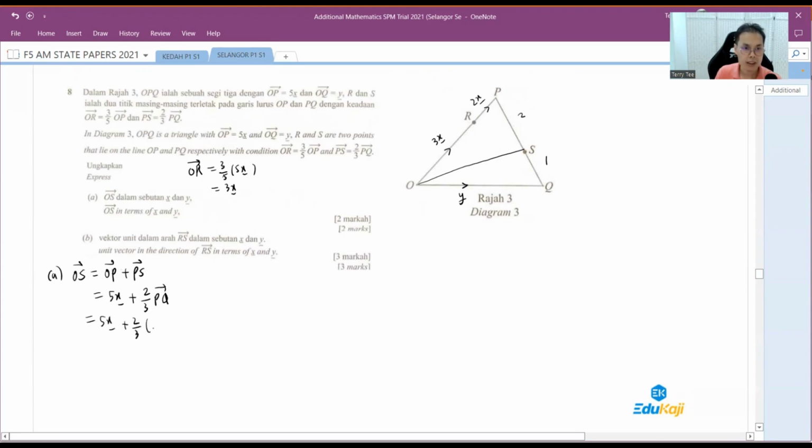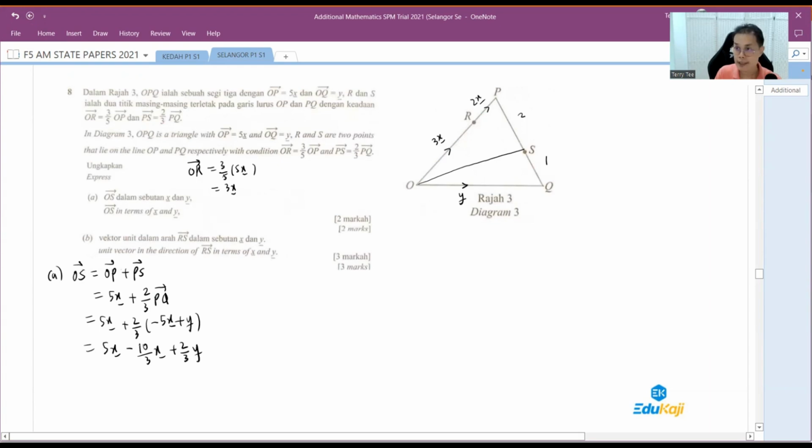Your PQ, we can use OQ minus OB, or we can just go directly. Let me show you here. PQ means we go B to O to Q, which is minus 5y, minus 5x plus y. Let me just show you here. Minus 5x plus y. When you multiply this inside, this is 5x minus 10 over 3x plus 2 over 3y.